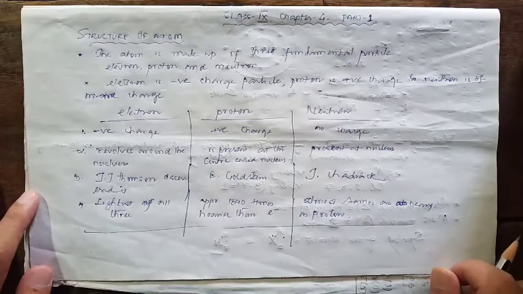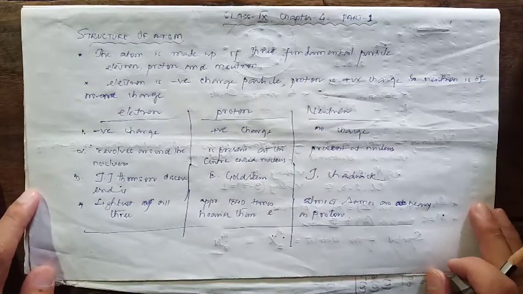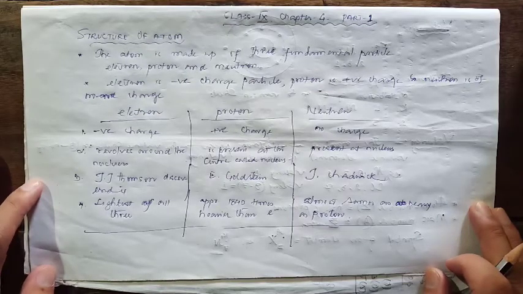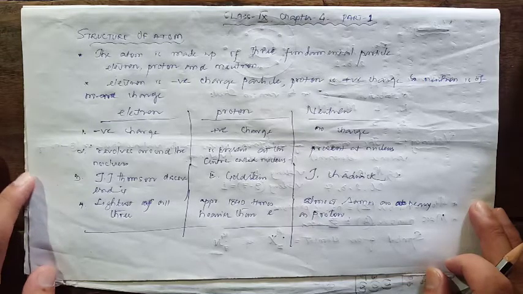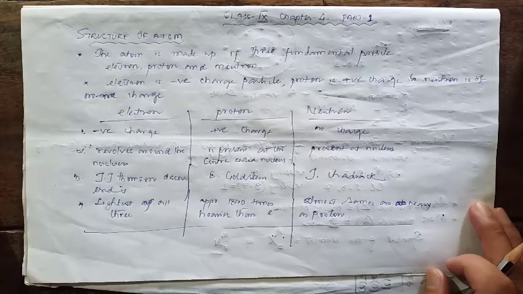Hello students. So in this video lecture we'll discuss chemistry chapter 4. The name of the chapter is structure of atom. Student, in this chapter we'll be discussing only the important topics, the important points.